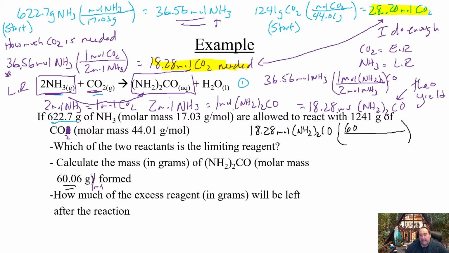Looks like it's going to be 60.06 grams per mole of our molar mass. And that will get us 18.28 times 60.06, which is going to give us 1,098 grams of our product. And now we could think about significant figures, perhaps. It really looks like 4 significant figures on everybody, so this looks like a good answer right there.